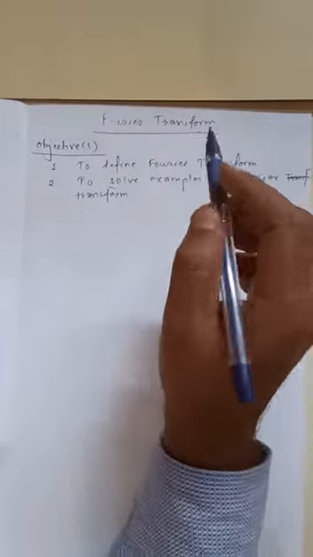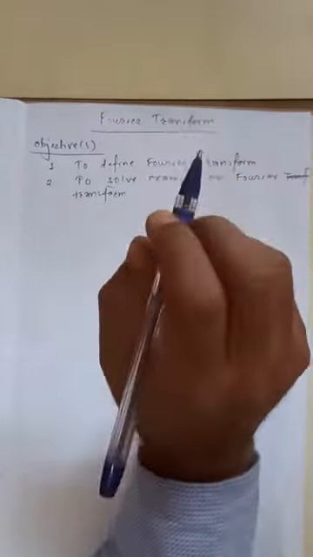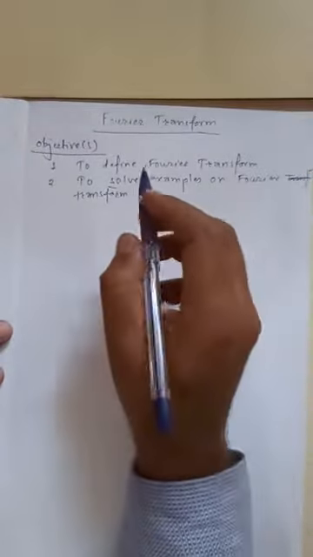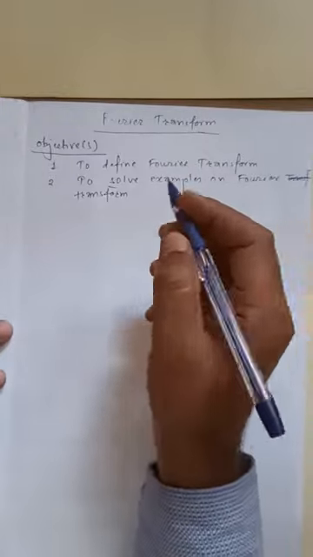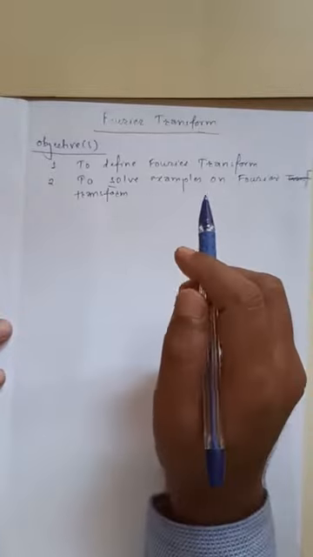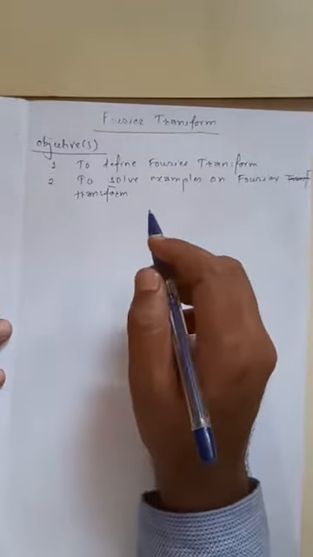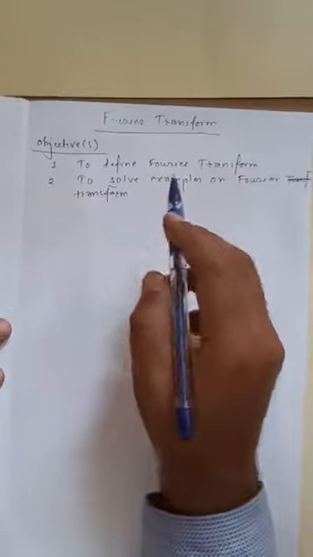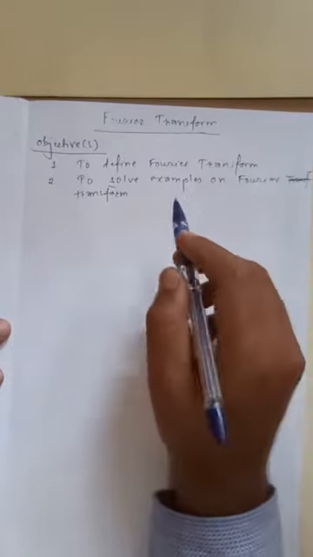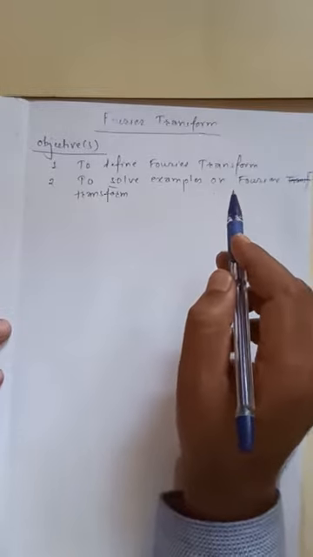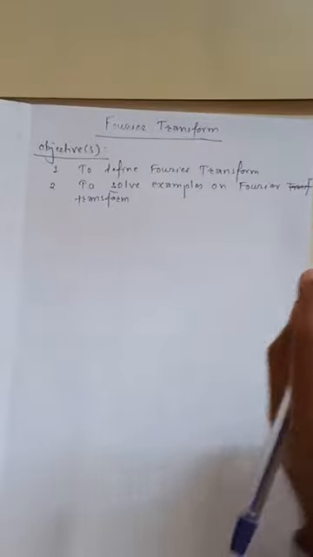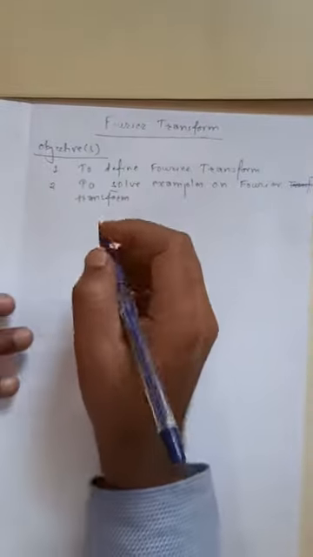Now we'll start with a new topic, that is Fourier transform. The objectives of today's topic are as follows. The first one is to define the Fourier transform, that is the definition of the Fourier transform. The second objective of today's session is to solve the examples. That means once the first objective is completed, after that we are going to solve the examples on the Fourier transform. Right?